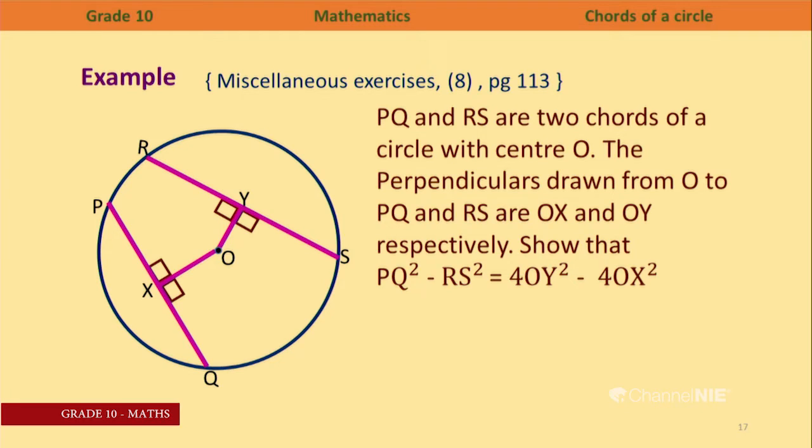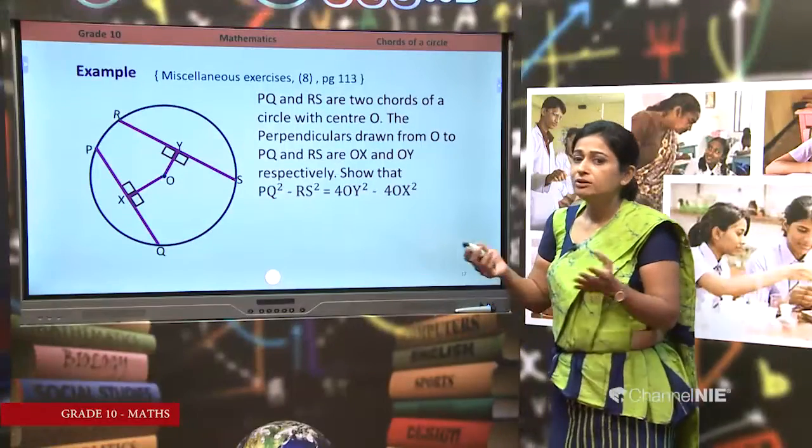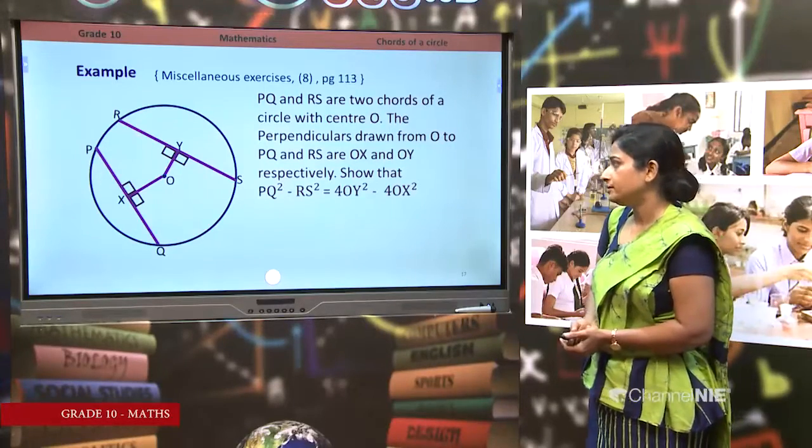In this sum, you have two chords, and we can see two perpendiculars drawn from the center to the chords. So, there is a relationship to prove. PQ is a chord, RS is also a chord, and OY and OX are lines drawn from the center to the chords perpendicularly. This relationship connects the length of the chords and the length of the perpendiculars drawn from the center to the chord. We have to build up this relationship. Let us see how we do that.